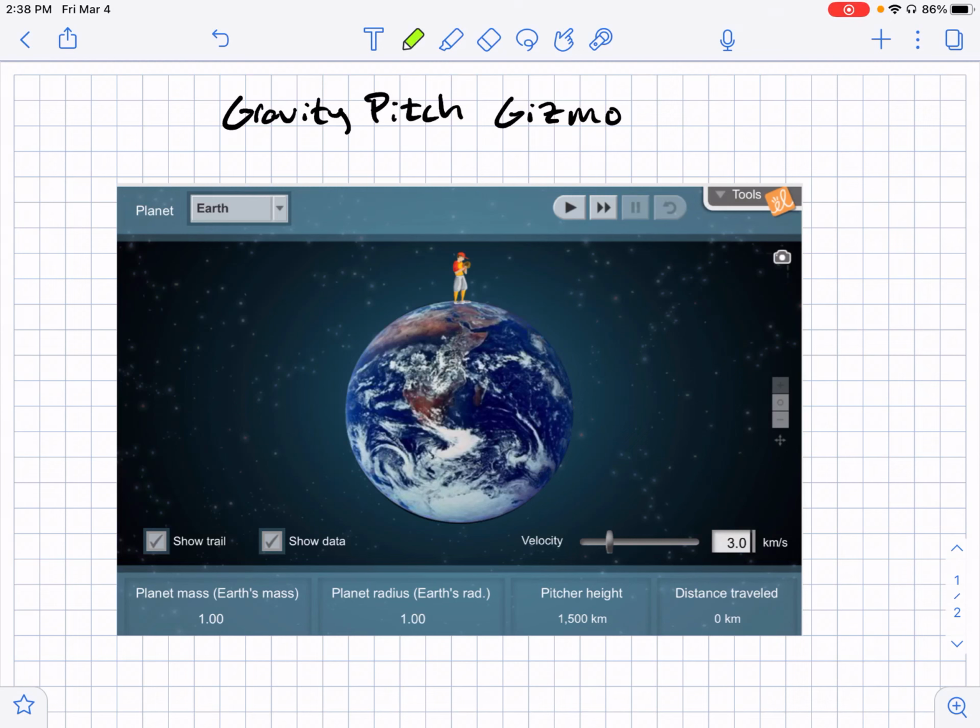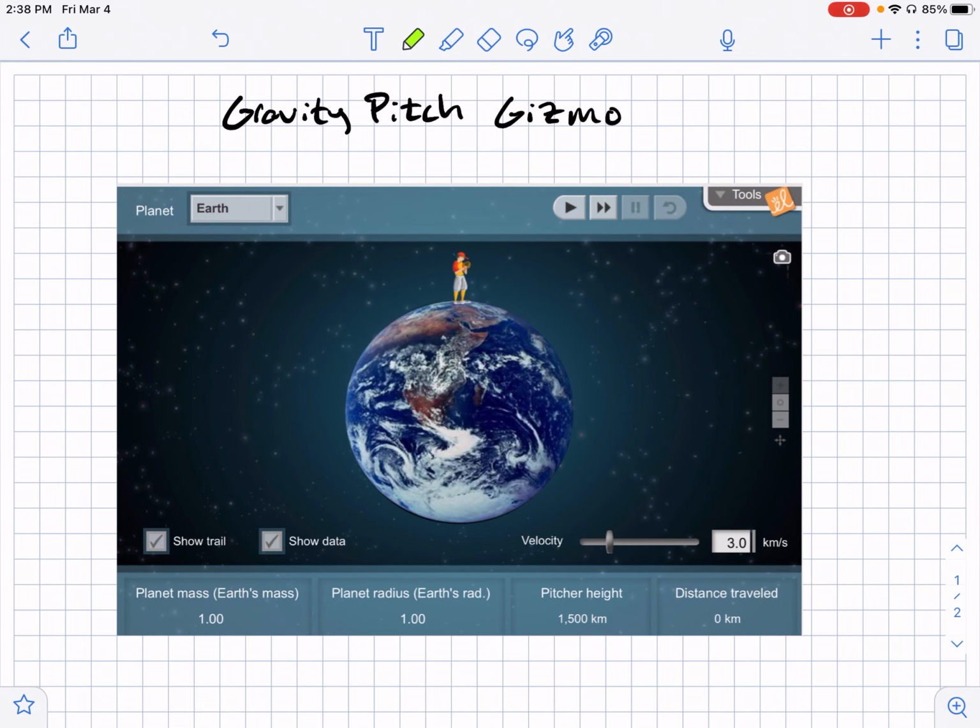Hey there. We're going to go over the gravity pitch gizmo. This is really intended for those that weren't in class when we went over it on Friday. With this, we have basically Newton's cannon. I mentioned a Newton's cannon before, but this time it's just with a pitcher.